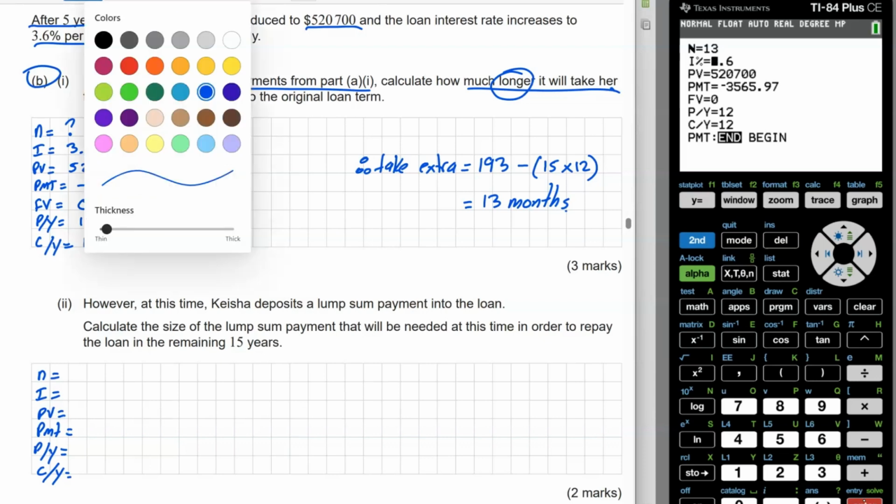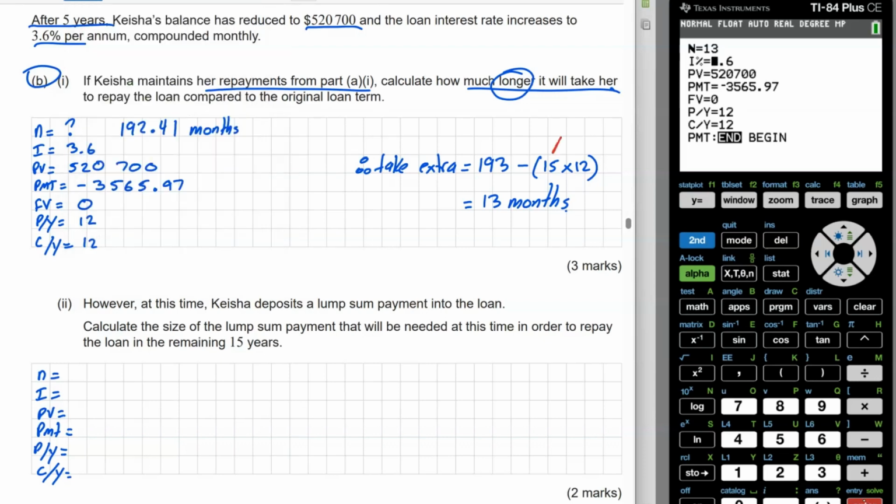Now I'll just take note here. The thing that's maybe confusing is that 15. It was a 20-year loan, but we've started at the 5-year mark, so there's only 15 years left of the original loan, but this is the change loan.